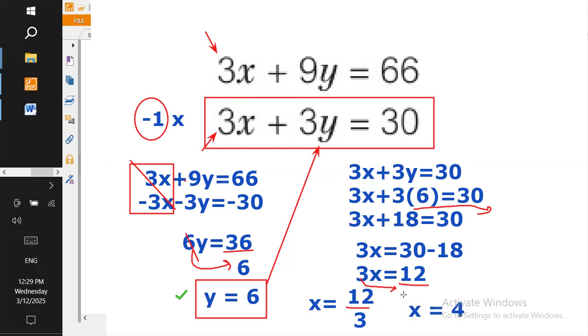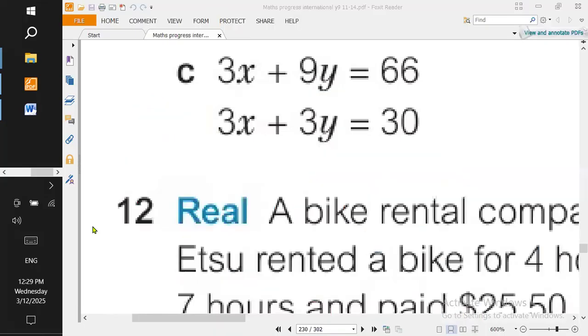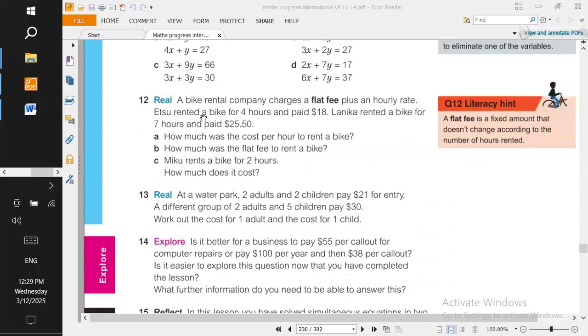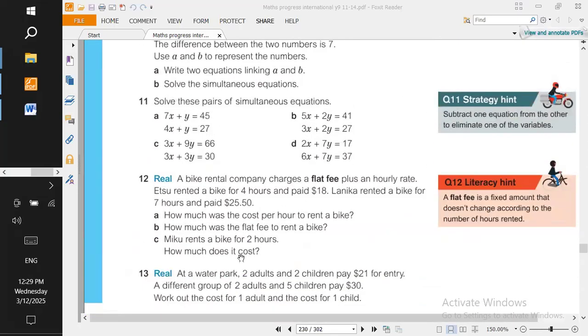In simultaneous equations, make sure that you have two variables that have the same coefficient and different signs, so you can start the elimination method. That's it for this question. Let's move on to the next question. As we understand, these questions are direct. The other ones, you need to write your own equations to find the simultaneous equations, okay?